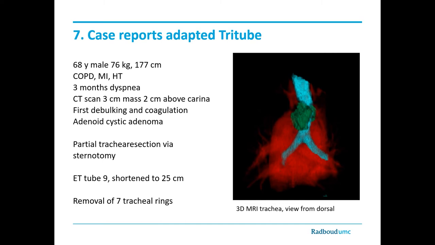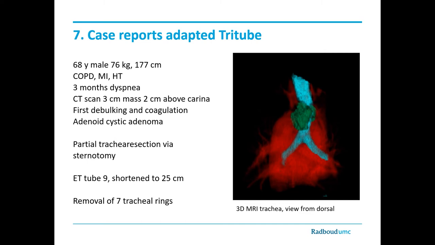In this case, a 68 years old man presents with dyspnea, and on CT scan, a 3 cm large mass is seen 2 cm above the carina. First, a debulking by rigid bronchoscopy takes place, and the tumor is diagnosed as an adenoid cystic adenoma. To completely remove the tumor, a partial trachea resection is needed, and the access will be via a sternotomy.